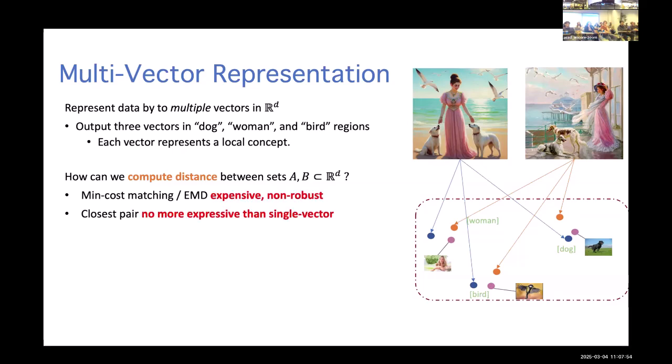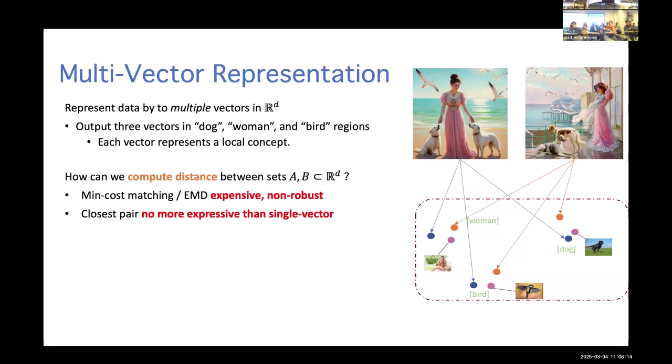But there are issues with both of these, I'll claim. The first thing is that Earth mover distance is expensive. It's hard to train a model with Earth mover distance as your loss function, since you need to solve an optimization problem to compute it. And it's also a little bit less robust to outliers because it requires a matching, or at least some kind of flow to be sent through.